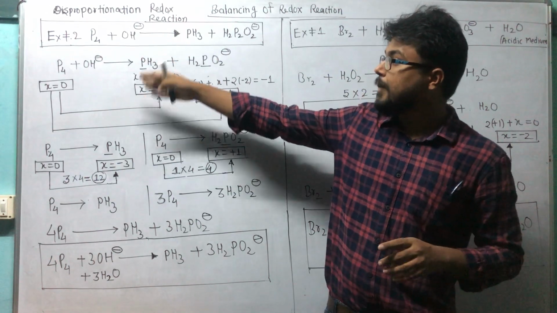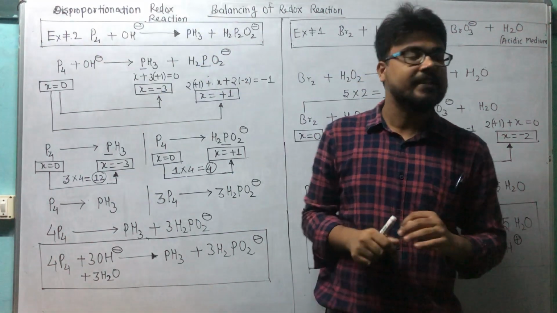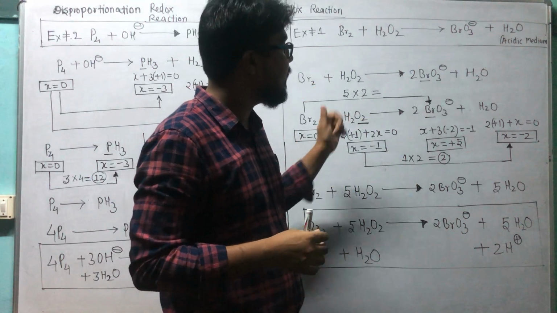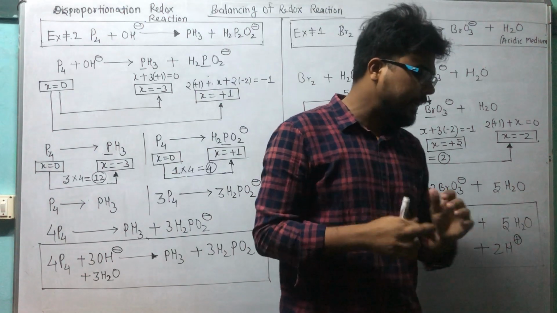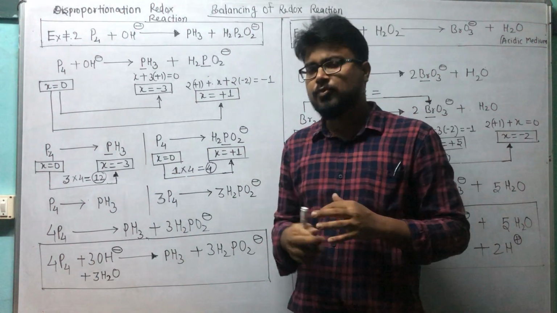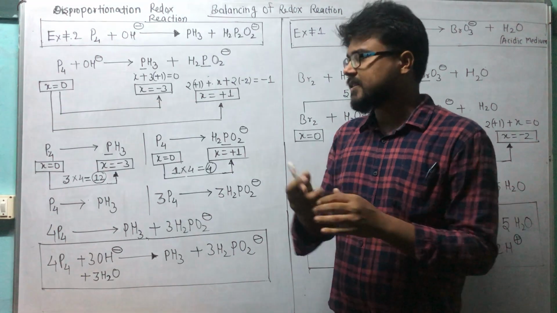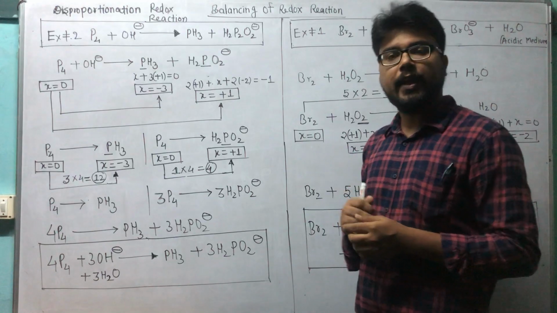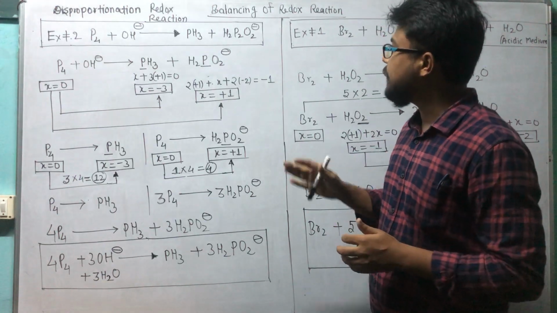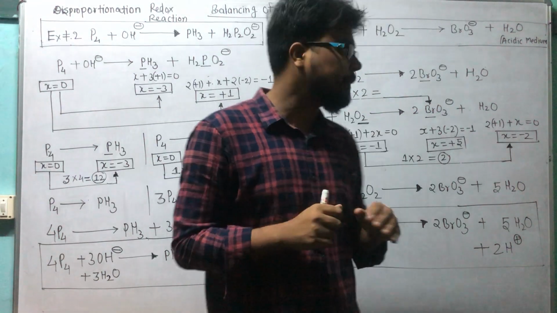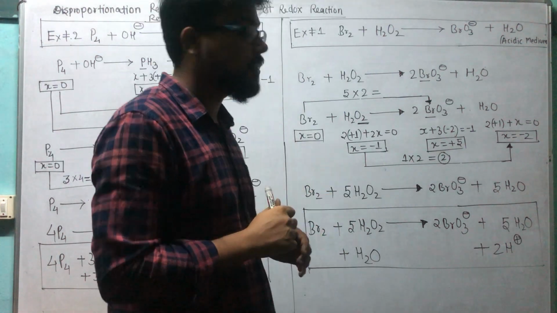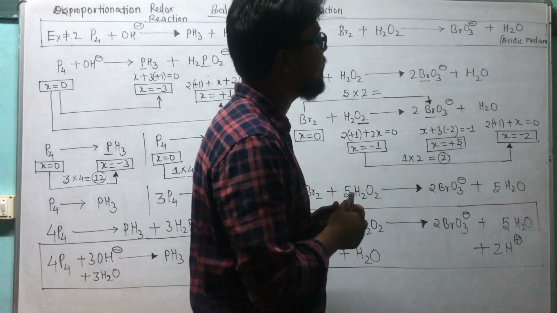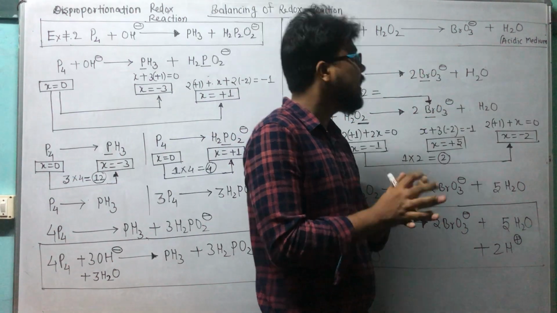So this is about balancing disproportionation redox reactions, and this type is simple balancing but a little twisted and conceptual, we can say. And I would like to say one of my students asked me to solve these balancing problems. So I said okay, I will try. So first of all, example 1, see here. After that we will try to balance disproportionation redox reactions. So here Br2 plus H2O2 gives BrO3 minus plus H2O, and the medium is acidic.